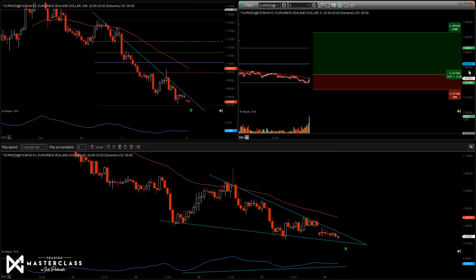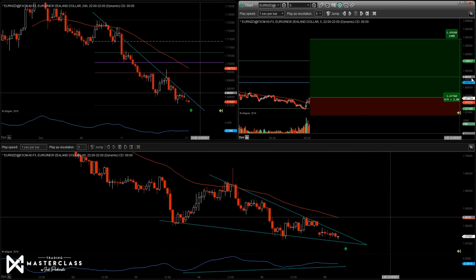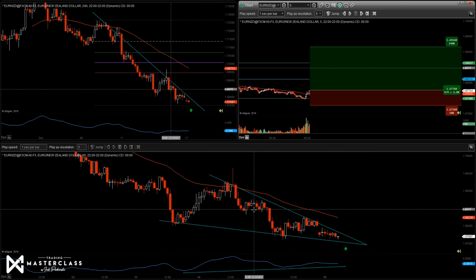And at this point, just waiting for that entry, right? So quickly, boom, starting to break out, but I still didn't take it. At this point, I took it. High volume, nice strong break to the upside. And at this point, I went long, exactly like this.